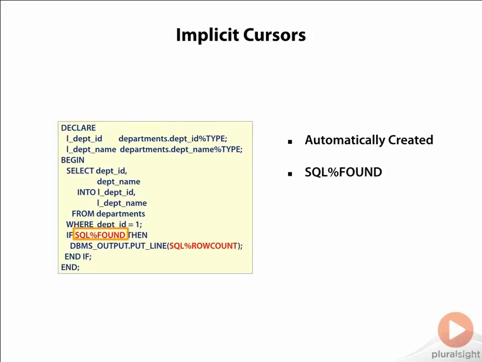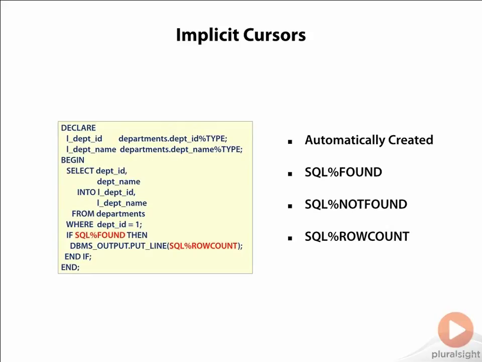SQL%FOUND is a built-in implicit cursor attribute which returns true if the select statement fetched a row, or if an update statement updated any rows, or if a delete statement deleted any rows. It returns false otherwise. SQL%NOTFOUND is just the opposite of SQL%FOUND. SQL%ROWCOUNT gives the number of rows fetched, updated, or deleted.